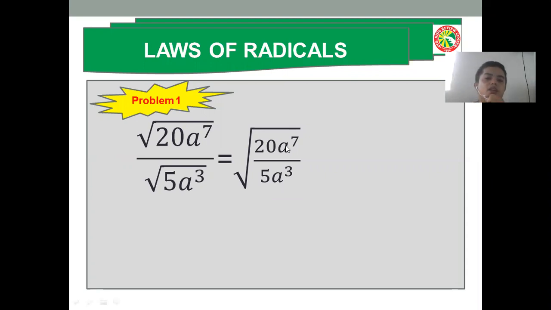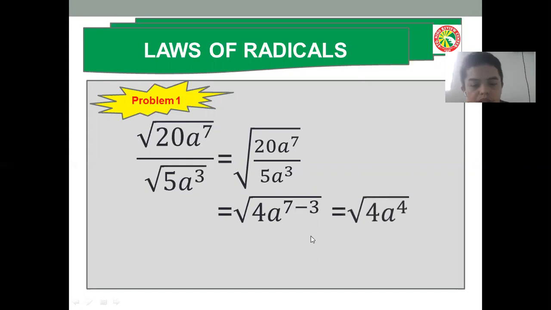Now, by the law of exponents, 20 divided by 5 is 4. And then a^7 over a cubed is a quotient of exponents. If the same base, subtract the exponent of the denominator from the numerator. So 7 minus 3, simplifying further, that is 4a^4. Now, what is the square root of 4a^4? By the quotient rule, it can be separated into the square root of 4 and the square root of a^4.